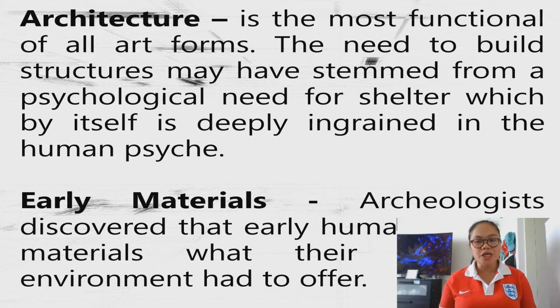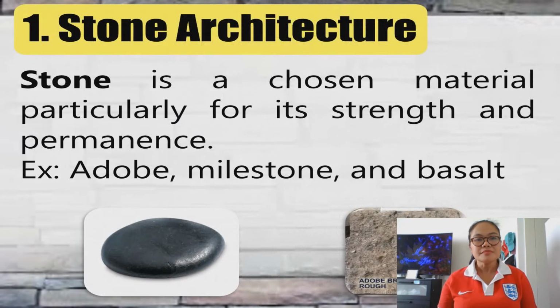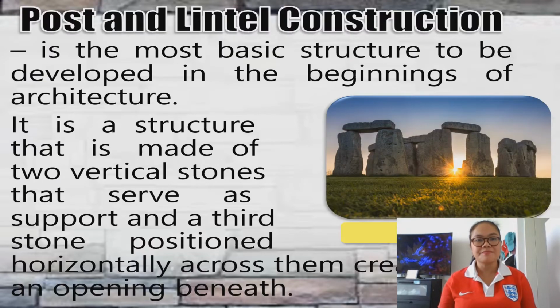Archaeologists discovered that early humans used as materials what their immediate environment had to offer. Architecture has a lot of materials, but two of them are stone architecture and wood architecture. Stone is a chosen material particularly for its strength and permanence. Examples of stone architecture are adobe, millstone, and basalt.